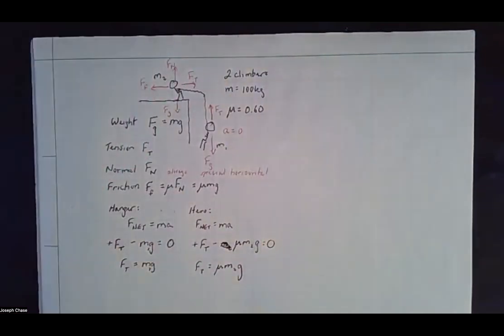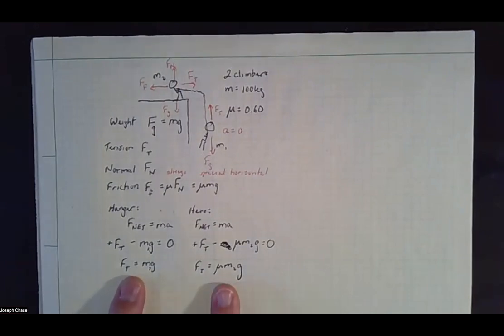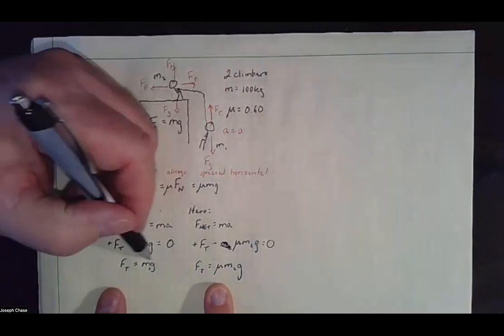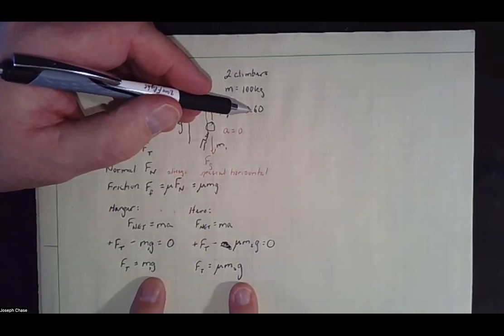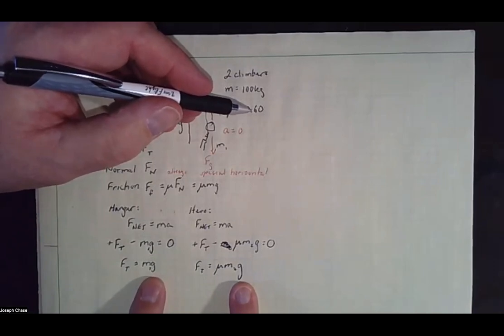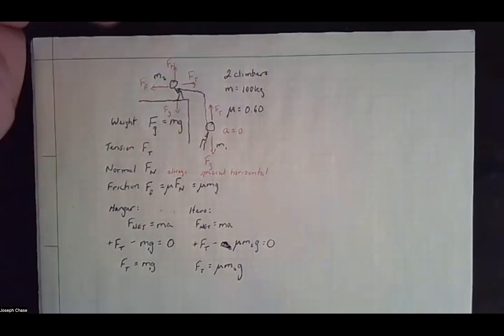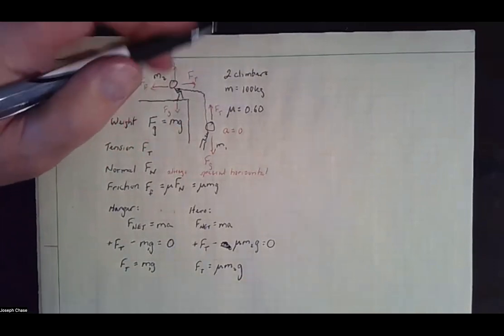Okay, so what that does is it leaves us with a dependency on what the force of tension is. So we know that both masses are 100. We know that the coefficient of friction is 0.6. And we also know what planet we're on. So that means we're ready to solve this.